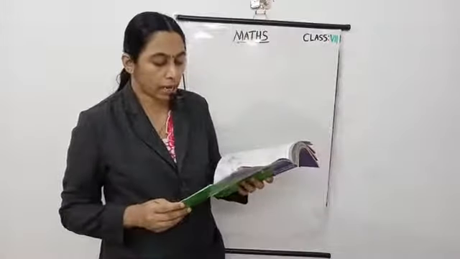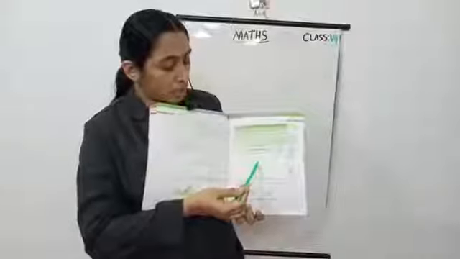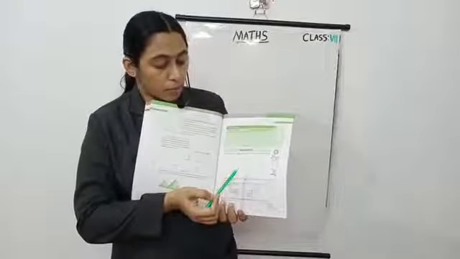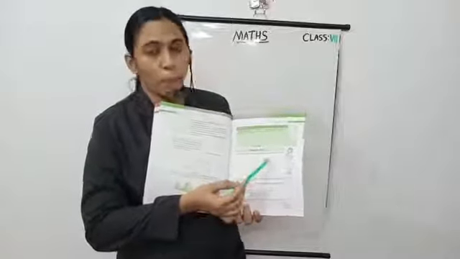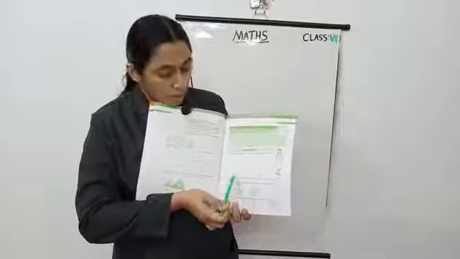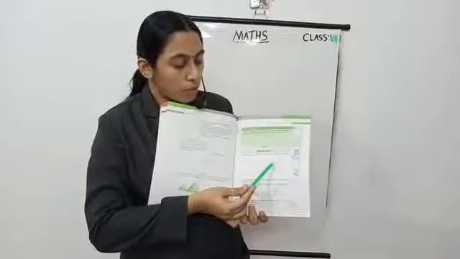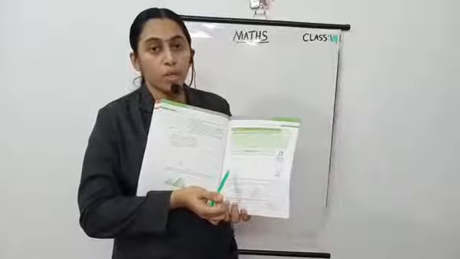So here given 6 different nets. Now check yourself which options we can use for making cubes. So option 2, option 3, option 4, option 6. These 4 options we can use for making cubes.